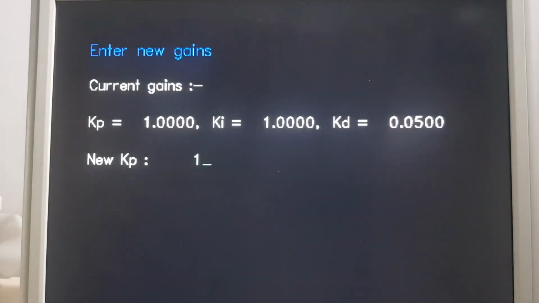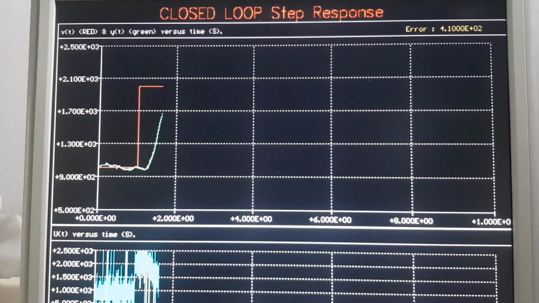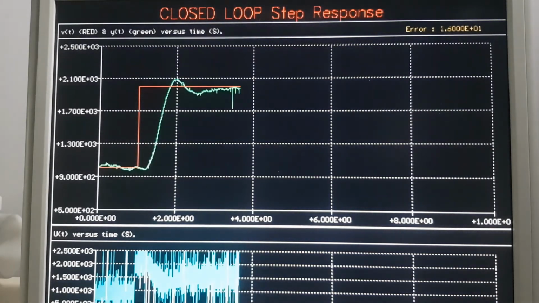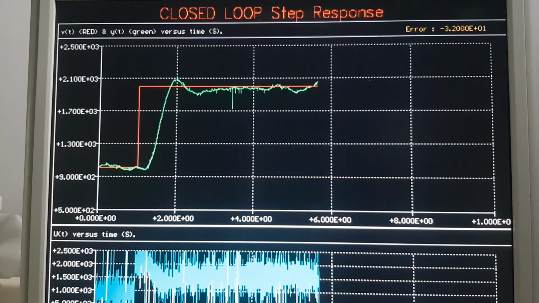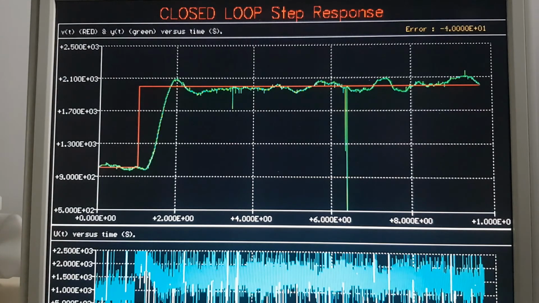Let's go back to 1, 1 and 0.1 as well to see that. We'll notice that the overshoot and undershoot have significantly reduced. So obviously 0.1 looks quite promising.